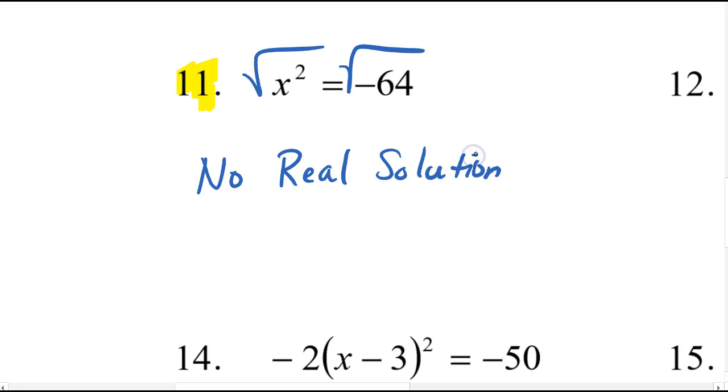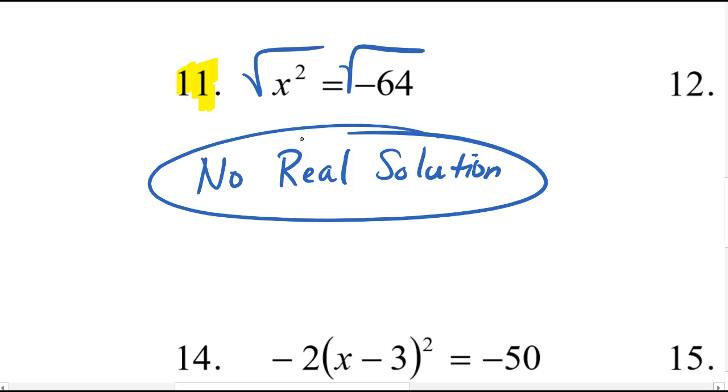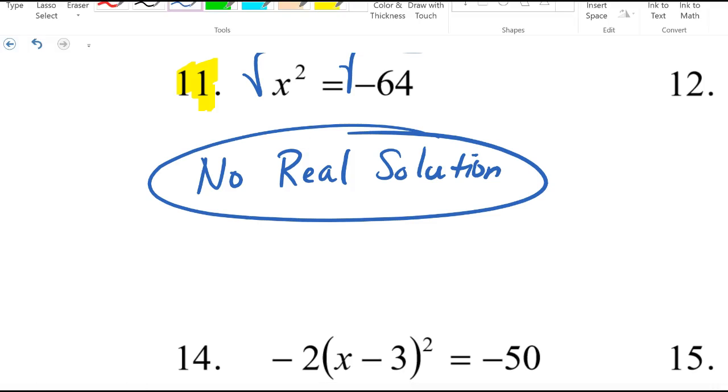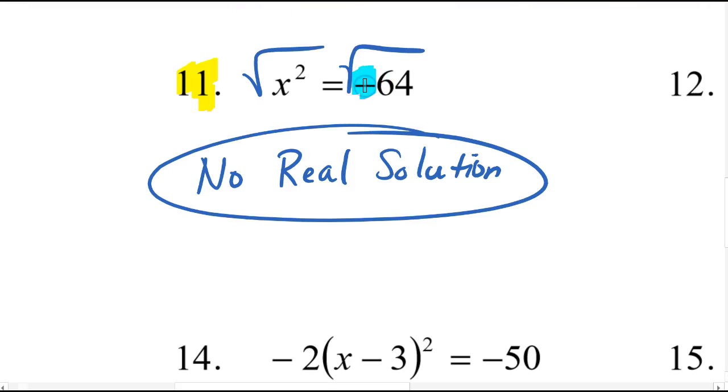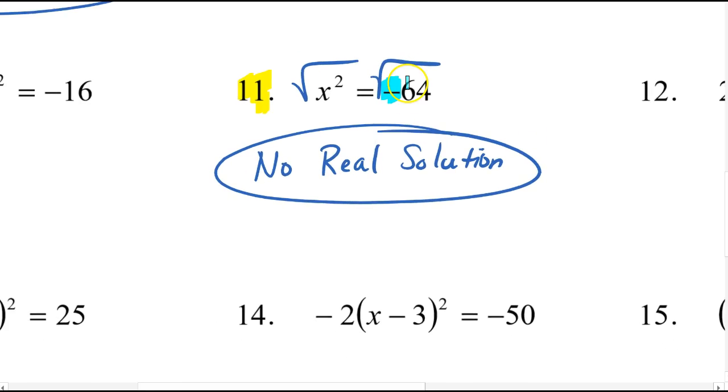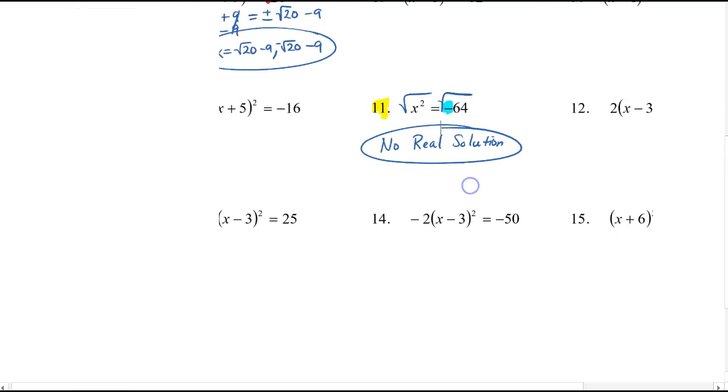Because if you take the square root and you get an error, then that means there's no real solution. The reason is that if you have a negative under the square root, then you'll end up with no real solution. So anytime you see the negative, you know right away, no real solution.